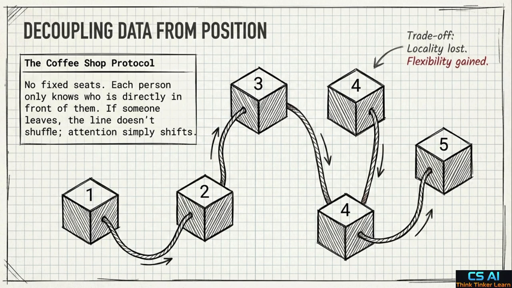The core philosophy of a linked list is to break free from the fixed, contiguous memory requirements of arrays. Let's use the coffee shop protocol as an analogy. Instead of fixed seats like an array, imagine people in a queue where each person only knows who is directly in front of them. If someone leaves the line, the entire line doesn't shuffle forward. Attention simply shifts to the next person. This flexibility comes as a trade-off. We lose locality, meaning data isn't physically close in memory, but we gain immense flexibility in managing our data structure.